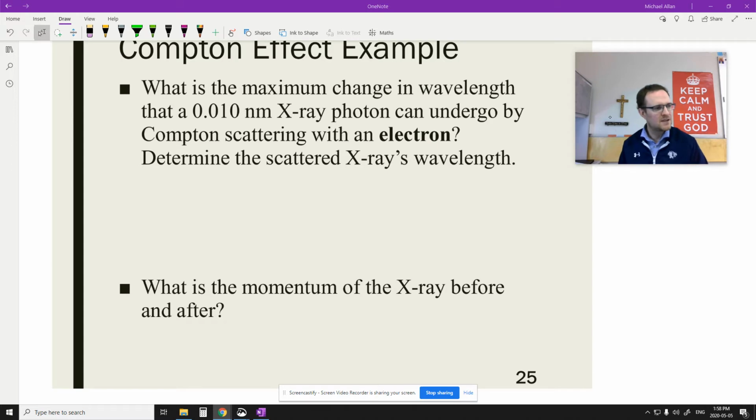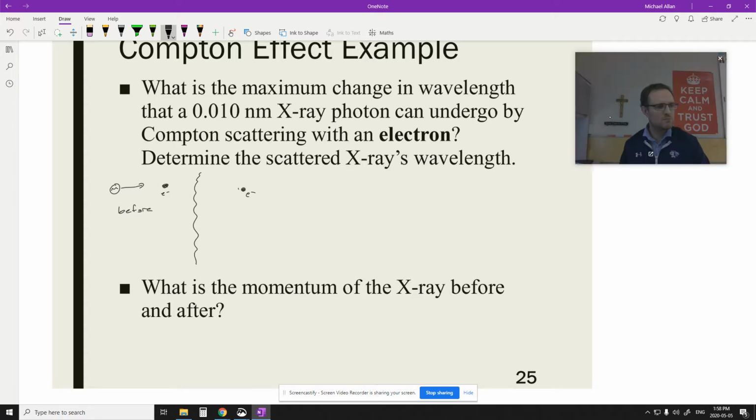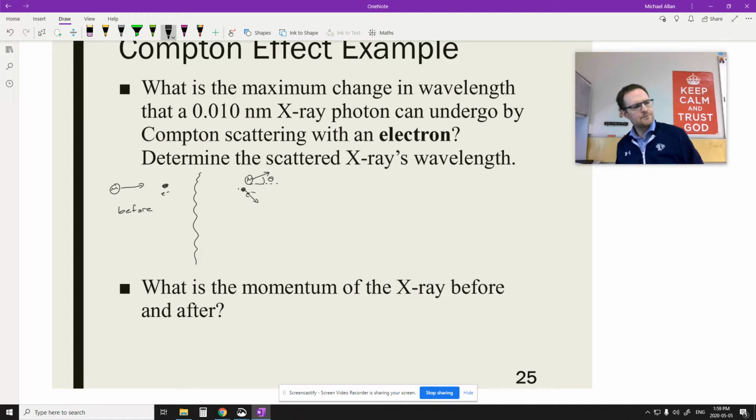What's the change? So let's say we have a photon. Here's my electron. These little dots are going to be electrons. It's going to come along. This is the before. The before is always going to be the same. Then afterwards I'm going to have a few different situations here. When I collide with this electron, maybe the electron scatters and goes downwards, and then the photon scatters and goes upwards. And I'm just worried about this angle here. Cool.